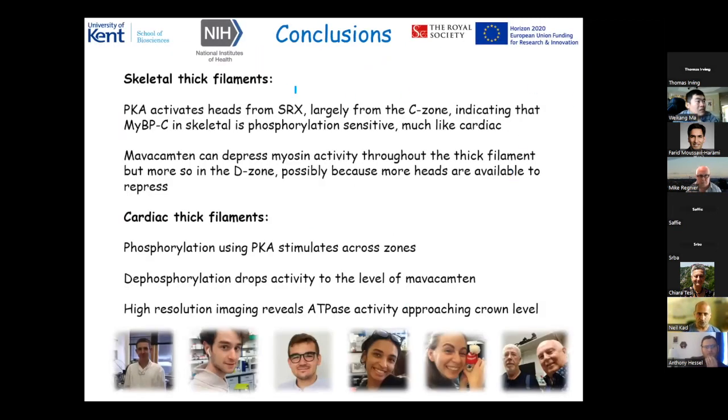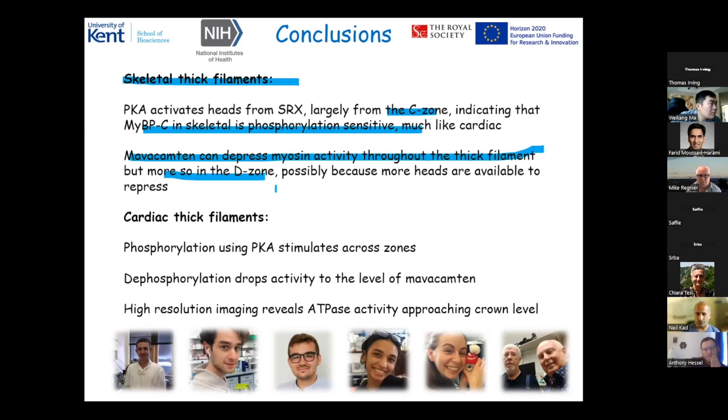So just to conclude, for skeletal thick filaments, we've shown that PKA activates heads from the SRX, but it does it largely from the C zone. That indicates that myosin binding protein C in skeletal is phosphorylation sensitive, kind of like cardiac myosin. Mavacamten depresses activity throughout the thick filament, and we see a little bit more in the D zone because there's probably more it can repress, plus we don't see it going to zero. So it doesn't completely repress activity in the thick filament.